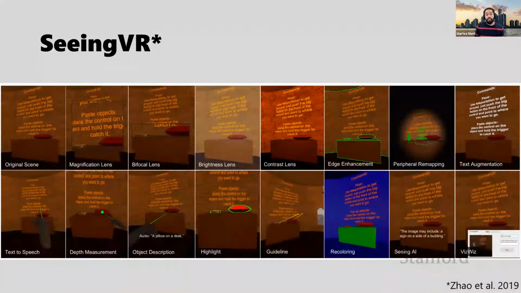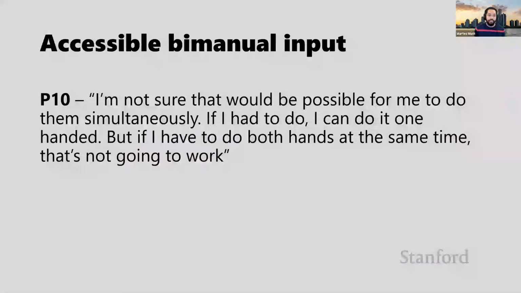Another example of this, for people who are blind or low vision, is a system called SeeingVR, which is essentially a collection of enhancements that allow people with limited vision to have more accessible interactions in VR by doing things like edge enhancement, magnification lenses, things like that. And again, what I'm really looking for is how does this work for people with limited mobility?